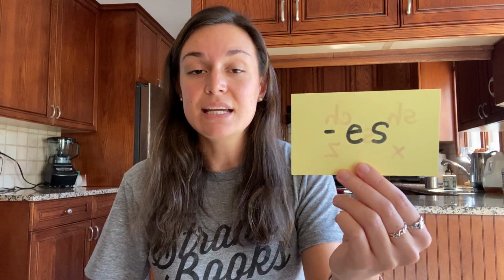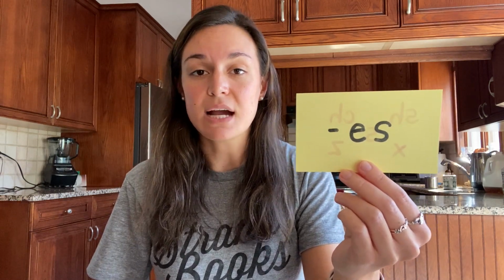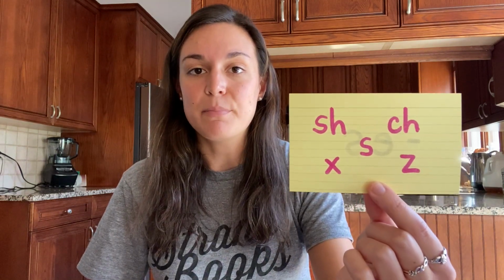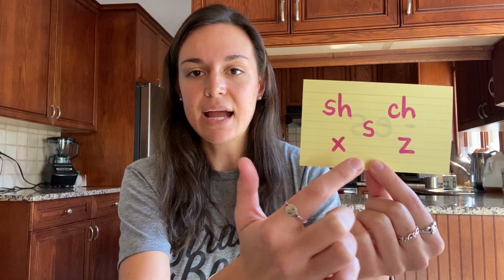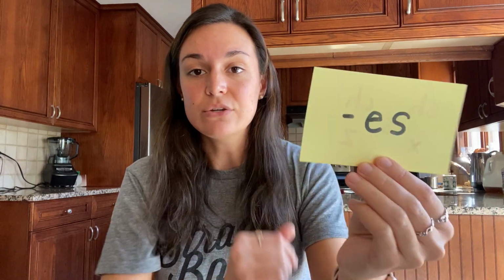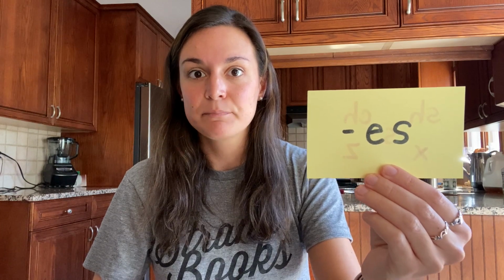The suffix es is only used sometimes, when a base word ends in these letters. If a base word ends in sh, ch, s, x, or z, we use the suffix es. If a base word ends in any other letters, we use the suffix s to make it plural, or more than one. Let's look at some examples and we'll decide together whether we should use s or es to make it plural.